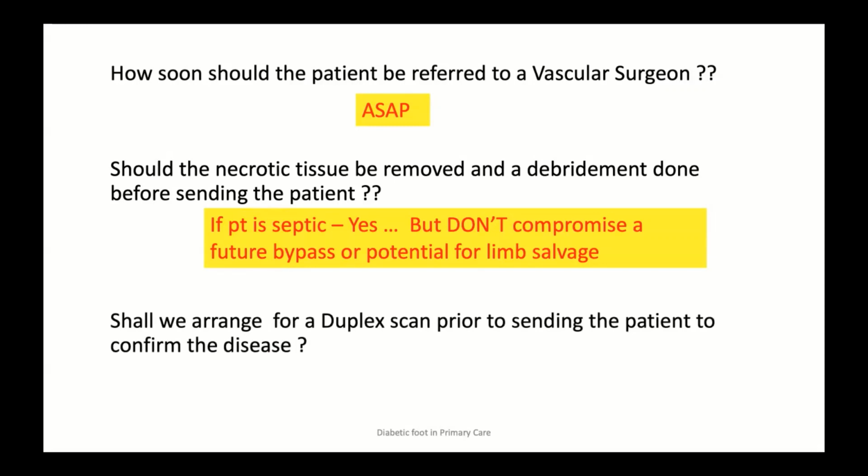Another question that is often asked: shall we arrange a duplex scan before sending the patient, to confirm that there's peripheral vascular disease? And the answer is absolutely no. Duplex scan cannot diagnose or confirm peripheral vascular disease. We do not do it. It's not recommended. Getting a duplex scan is a very laborious task. You cannot easily get it done soon, and the time lost for that is too much. So we are very happy if somebody refers a patient early with the suspicion of vascular issues, and we can assess and send the patient back to you if the patient has intact vascular supply.